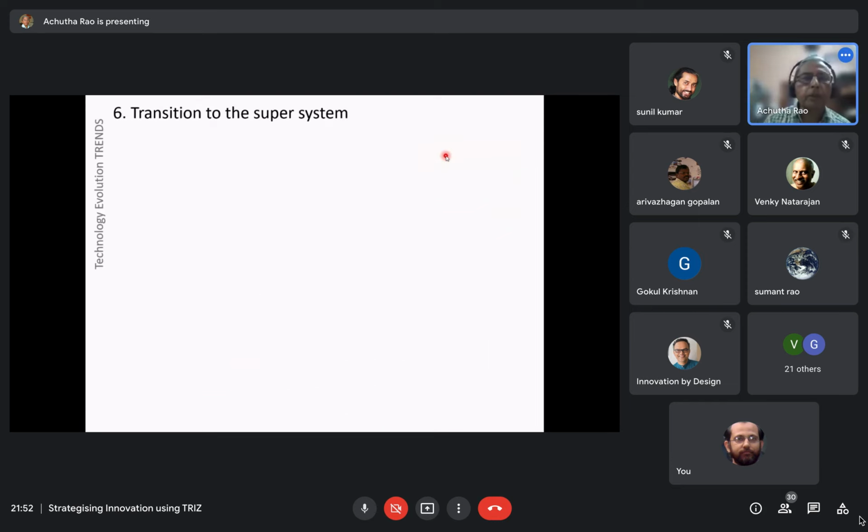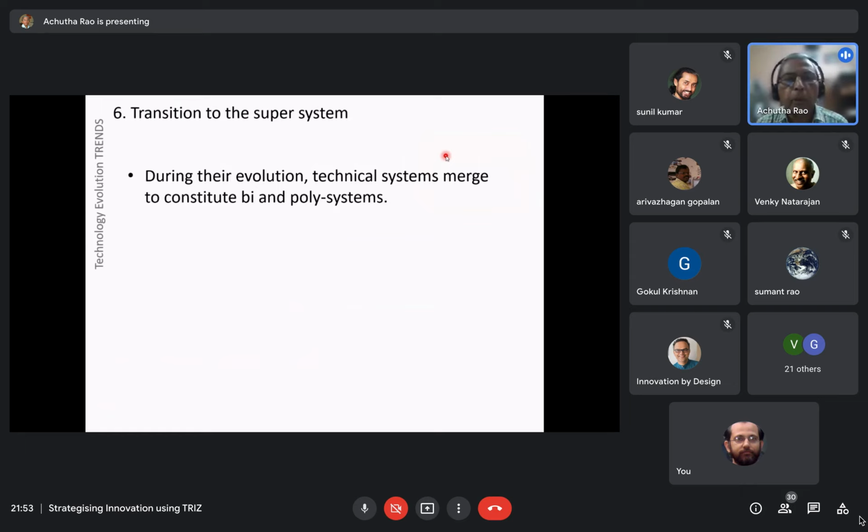Okay. Transition to the supersystem: I showed you the laser pointer was transferred to the remote of a presenter or the remote of the projection system. This is one of the trends that has always been observed, because when you shift the technology, the supersystem becomes more valuable. Basically, systems merge and become bi- and poly-systems.